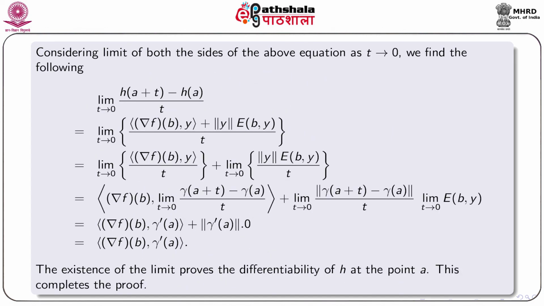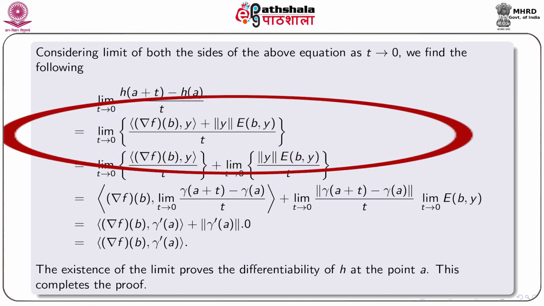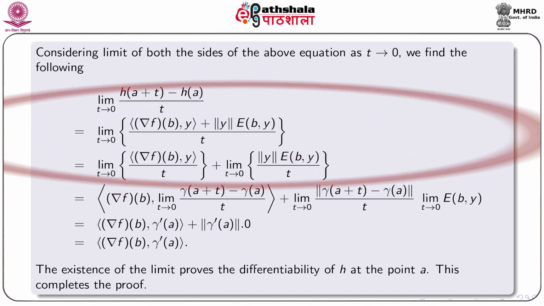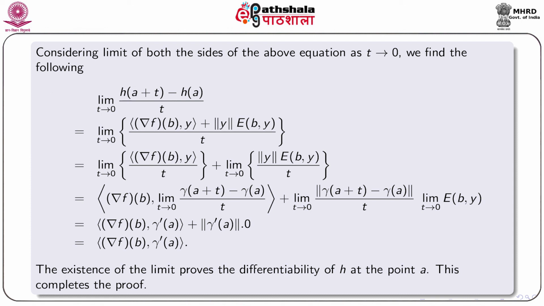We consider the limit of both sides of the above equation as t tends to 0. Then we find the following: the limit of (h(a+t) - h(a))/t as t tends to 0 equals the inner product of grad f(b) with the limit of (gamma(a+t) - gamma(a))/t as t approaches 0, plus the limit of the norm of (gamma(a+t) - gamma(a))/t times the limit of E_b(y) as t tends to 0.